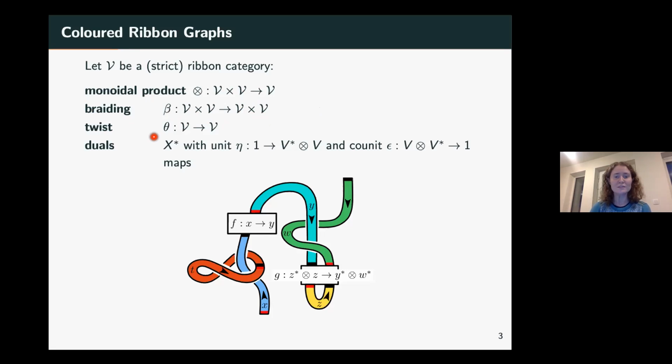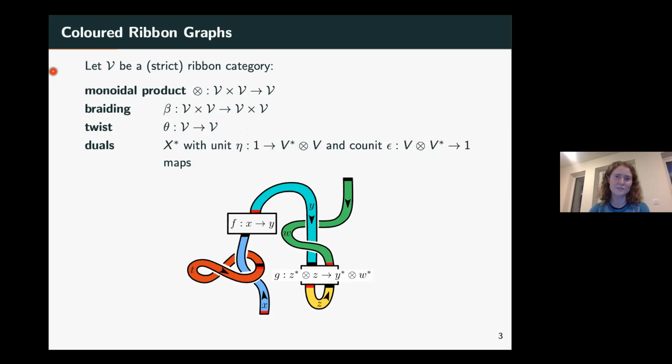And then you have a twist. So this is an element in the ribbon category, which is just a morphism from the object to itself, which twists. And you also are going to have duality, so it's rigid. So that means for every element you have its dual, and you have a unit and a co-unit, and a ribbon category is a thing with all of these things, such that they're all compatible with each other in a well-defined sense.